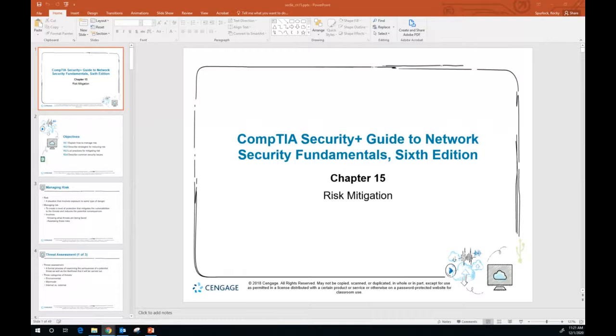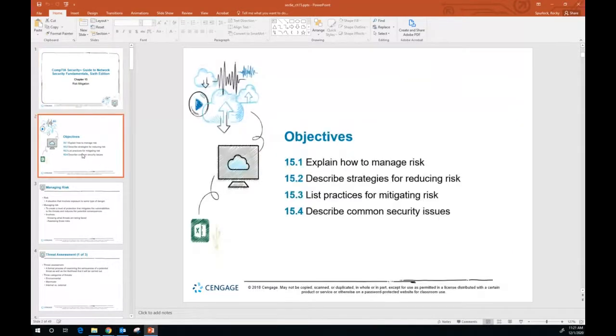Chapter 15 covers risk mitigation. So the things we're going to learn in this chapter: we'll look at how to manage risk, some strategies for reducing risk, the practices for mitigating risk, and look at common security issues.